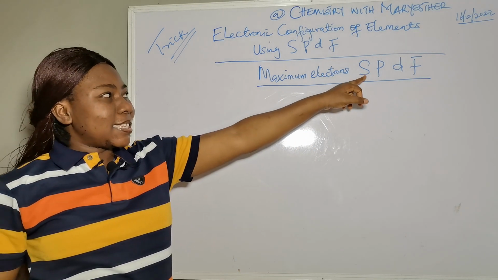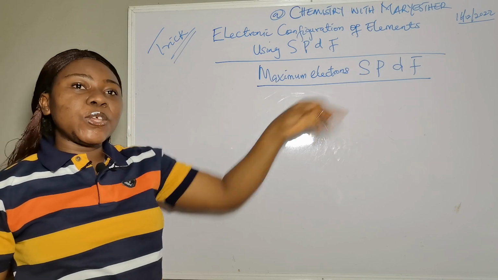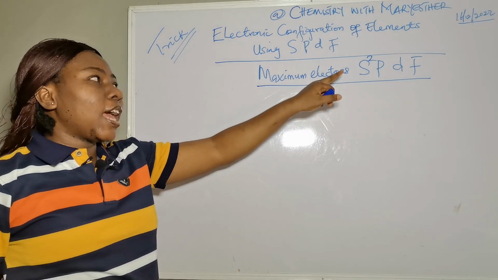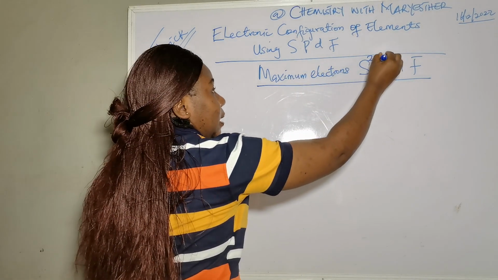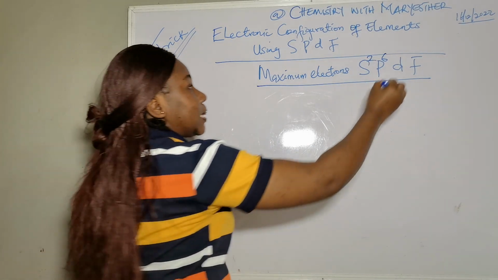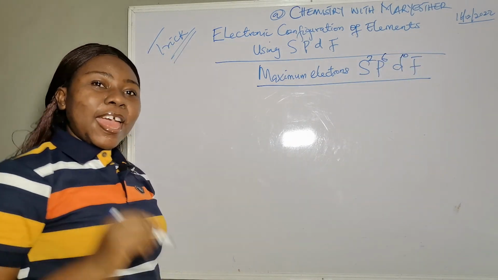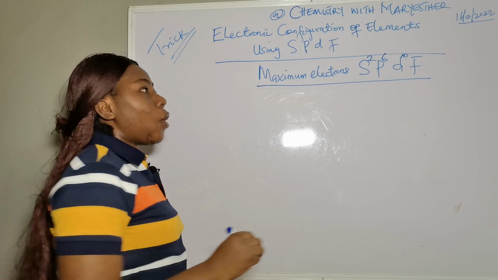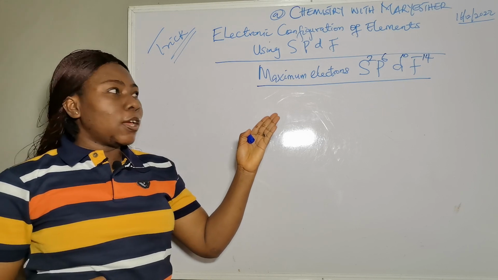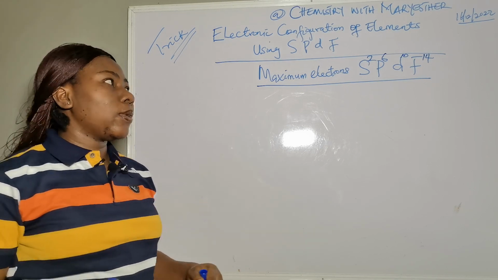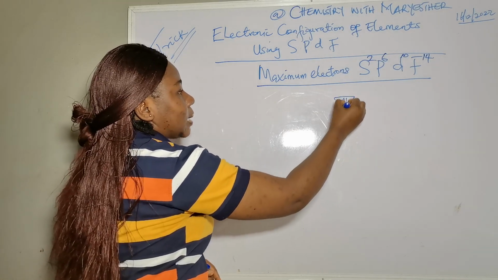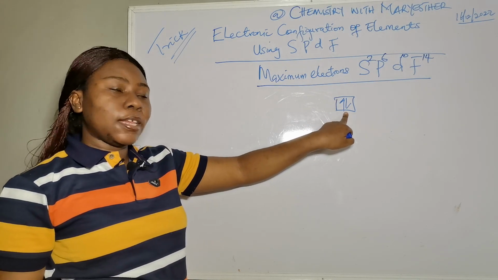Now, S should have a maximum of 2 electrons. P should have a maximum of 6. These are orbitals. D orbital should have a maximum of 10 electrons. F orbital should have a maximum of 14 electrons. In each orbital, for instance this S, in the bar, it will have spin up and spin down. You see 2 electrons.